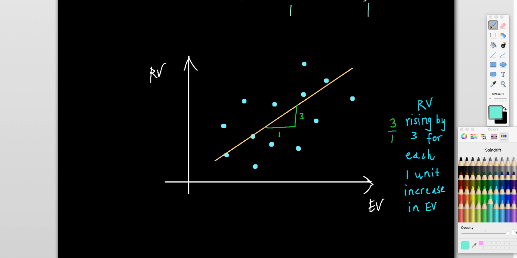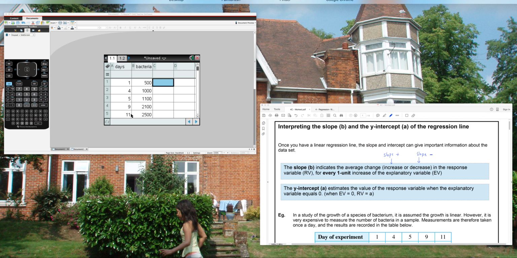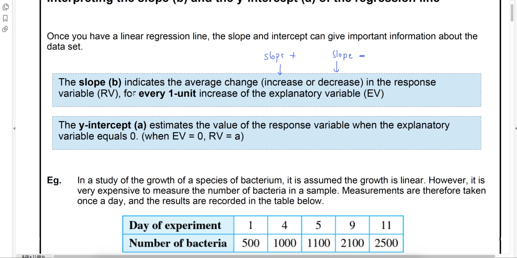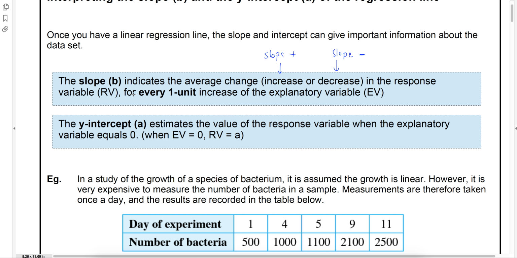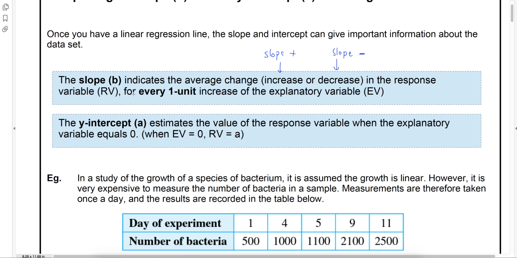So when you're talking about the EV, it's always an increase of 1 unit. The RV is going to be indicated by whatever the slope is. It might be positive, might be negative. Again, that just indicates whether it's an increase or a decrease. I'll get back to my screen that I had before. I'm going to have a go at doing that in a second using the variables so I can show you what I actually mean.